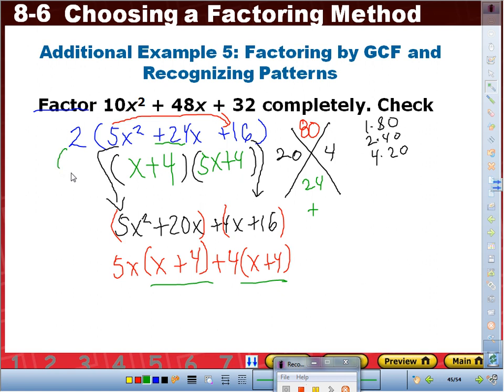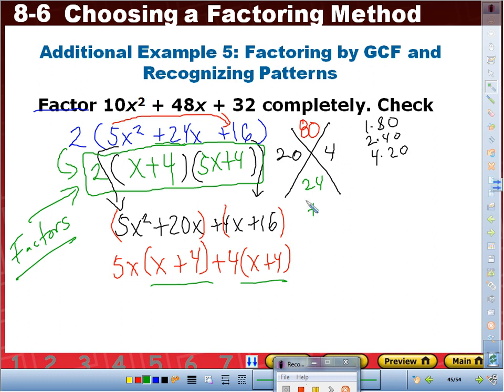No, don't forget about the GCF. The 2, you need to bring it down. Make sure when you're factoring completely or just factoring, you point to this and you write factors. Because if not, some of you are all over the place and you don't understand what you're writing. Okay? Any questions? Okay? Let's go to the next one.